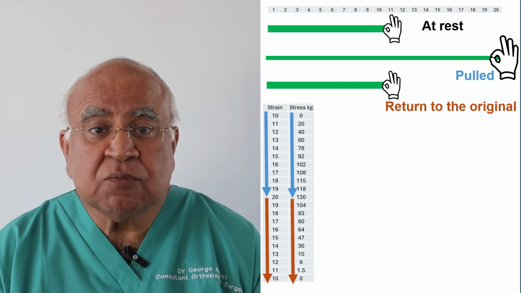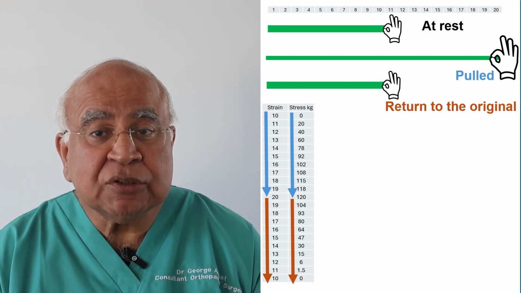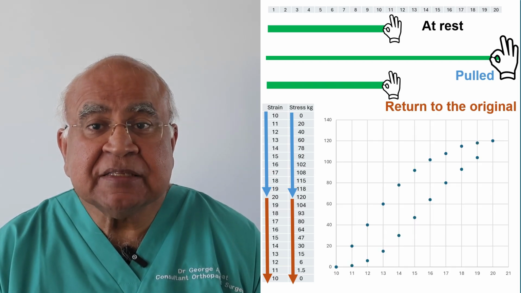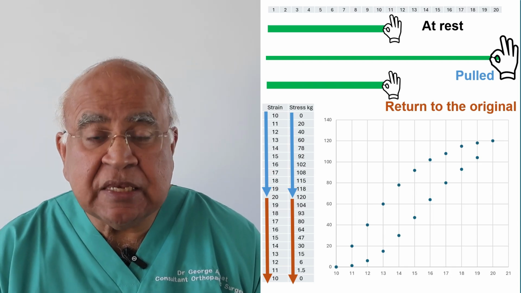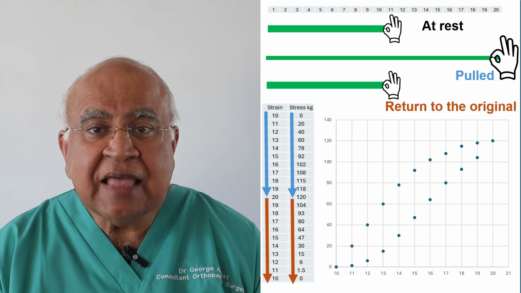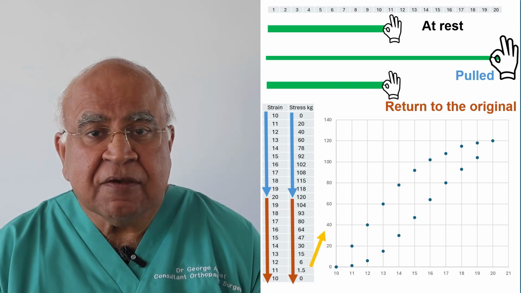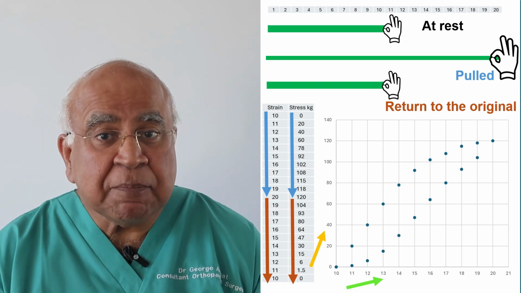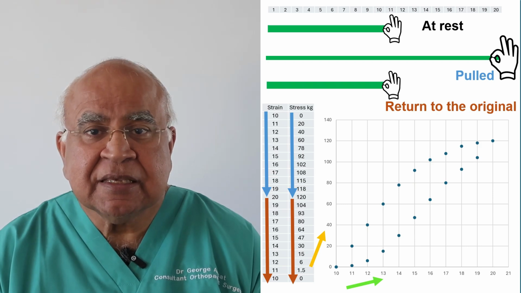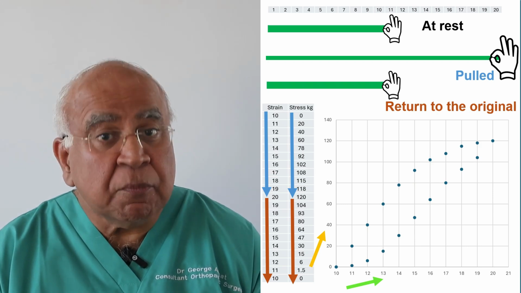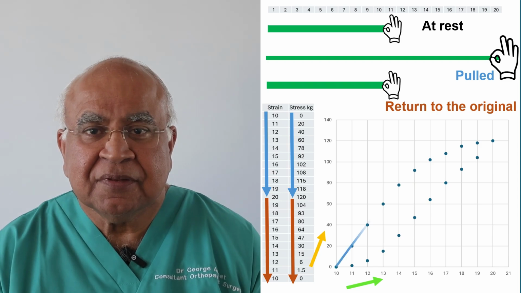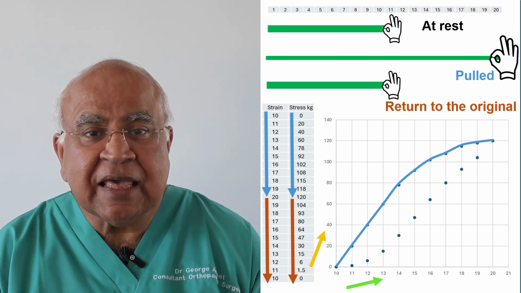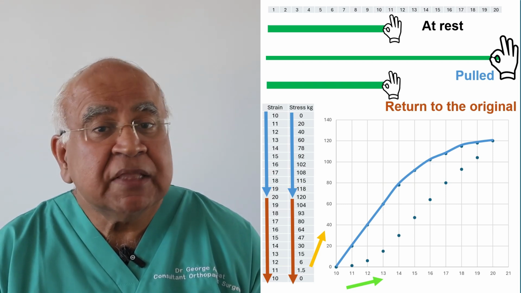If we now plot these values on a graph, we get a dotted curve. The y-axis represents stress from 0 to 120 kilograms, and the x-axis represents strain from 10 to 20 centimeters. As weight is applied and the ligament stretches, the plotted points form the blue curve. As the weight is slowly removed and the ligament returns to its original length, the plotted points form the brown curve.